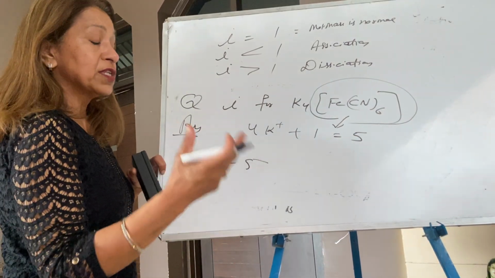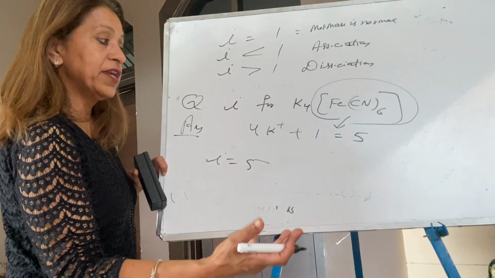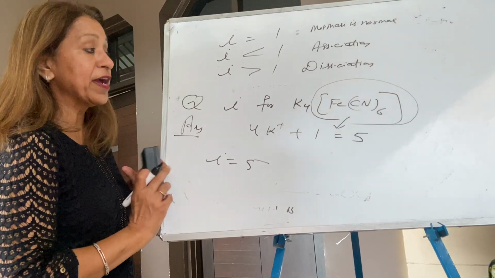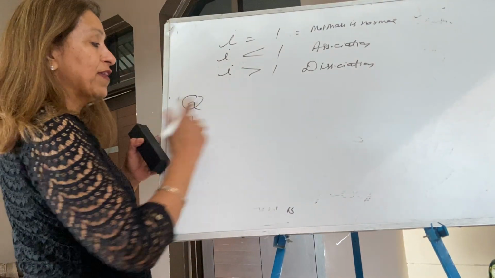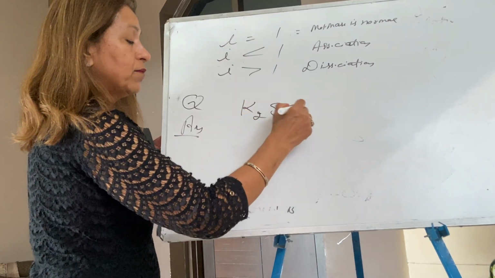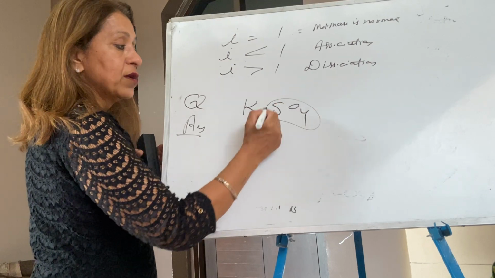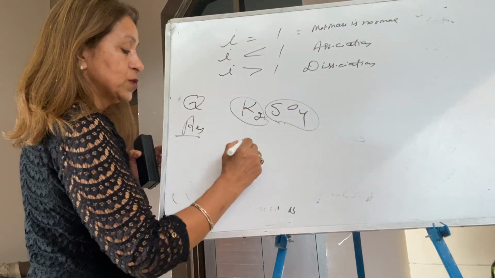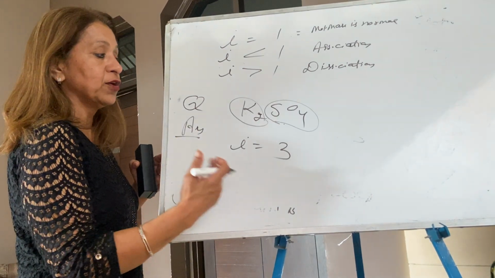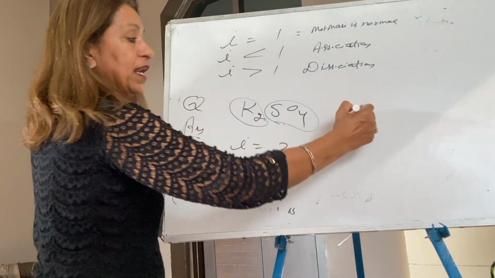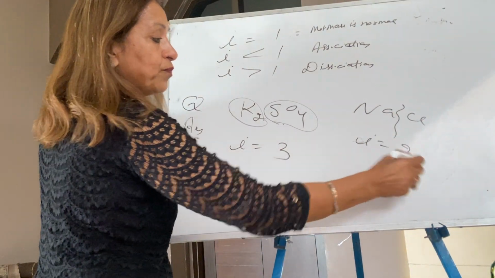The solute undergoes dissociation to how many ions? That's the value of i. So i is 5 for potassium ferrocyanide. Second question. What is the value of i for K2SO4? Potassium is 2, sulfate is 1. So i is equal to 3. For NaCl, 1 is sodium, 1 is chloride. i is equal to 2.